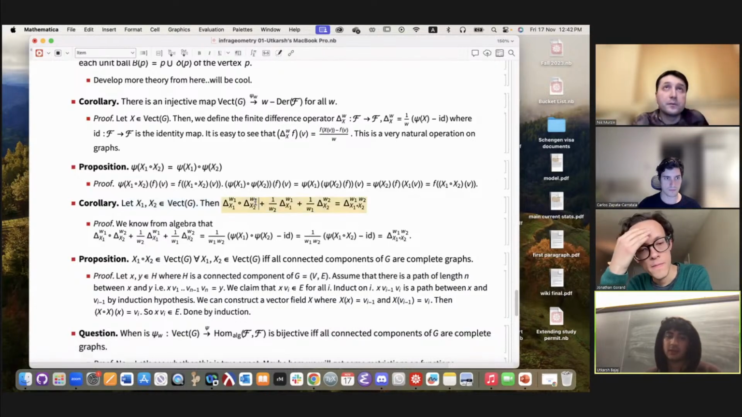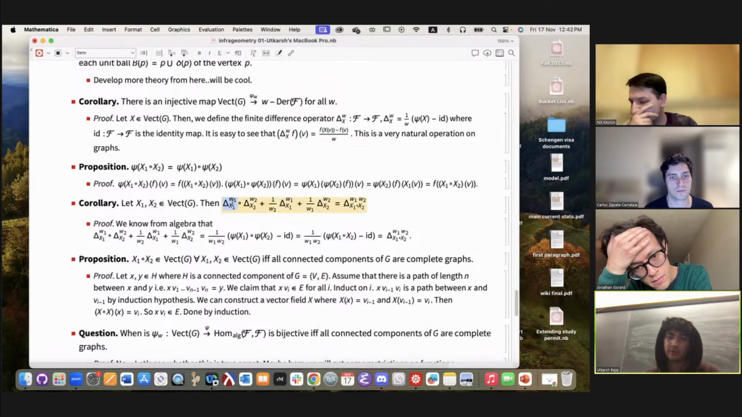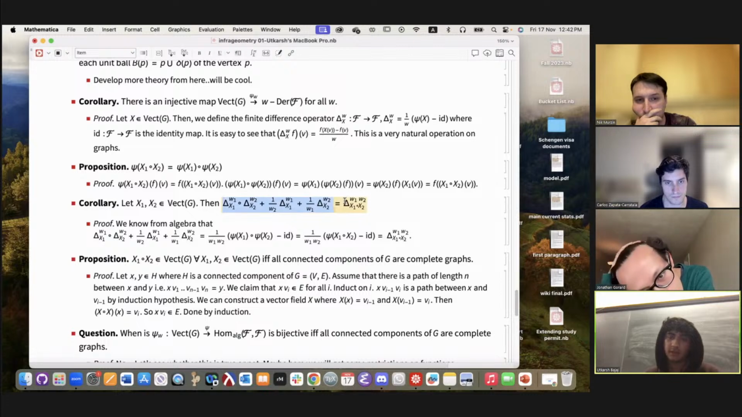Yeah, so that was a cool result: if I have two vector fields, then this is the corresponding weighted derivation. And that operator that I told you guys about is the weighted derivation corresponding to the composition of the vector fields. So it's just a neat result.